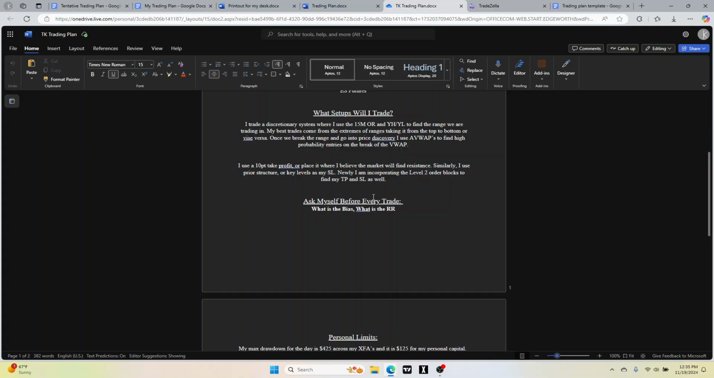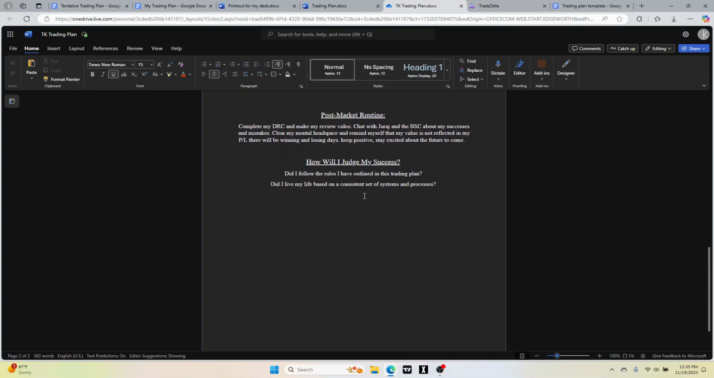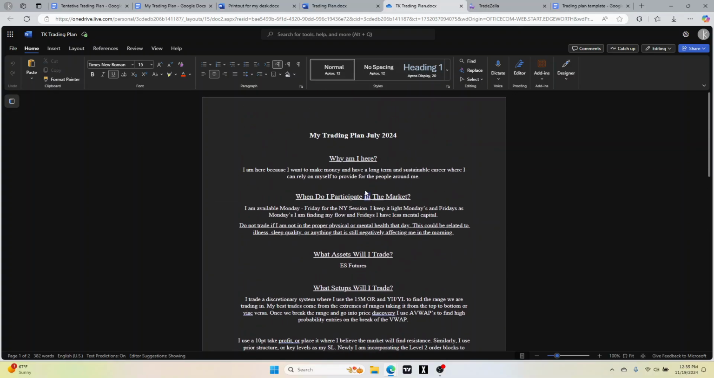All these different templates are going to be in the description so that you guys can write out your trading plan yourself. Because if you're a new trader, writing it out is just going to help you visualize and physically say to yourself, what do I trade? How do I trade it? Just saying that is huge, and being able to actually enunciate it. So this was from July of 2024.